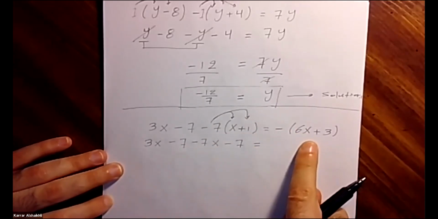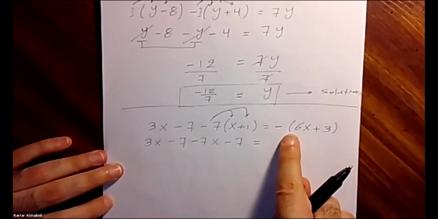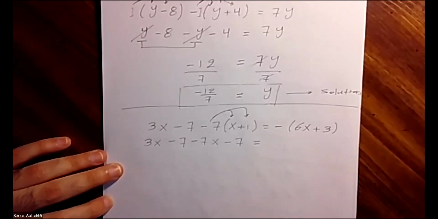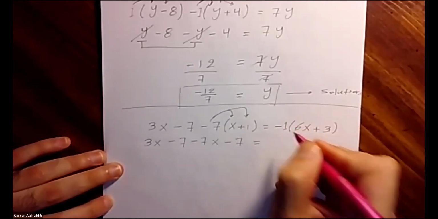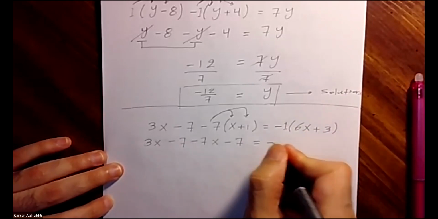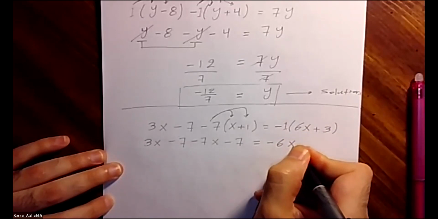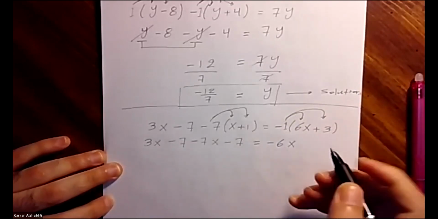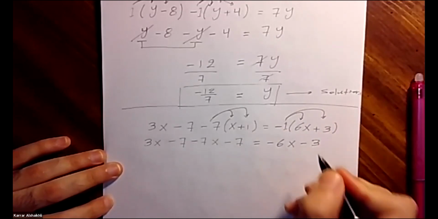What about this one? Do I need to distribute the negative? What's the number here? 1. Negative 1. Yes, always, if there is no number, that means the number here is 1. So negative 1 times 6 is negative 6x. Negative 1 times 3 is going to be negative 3.